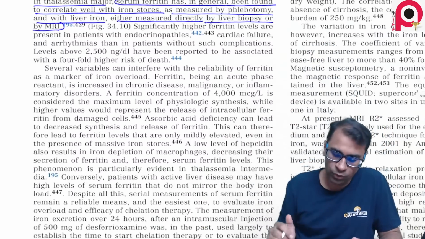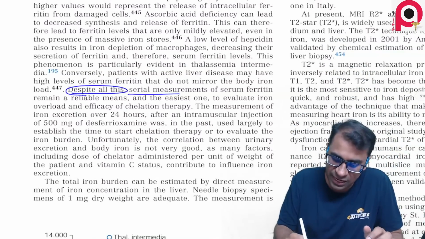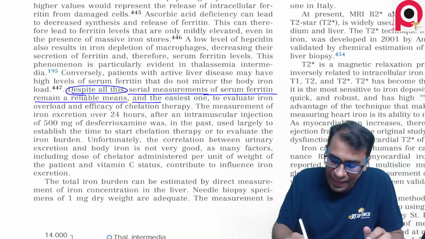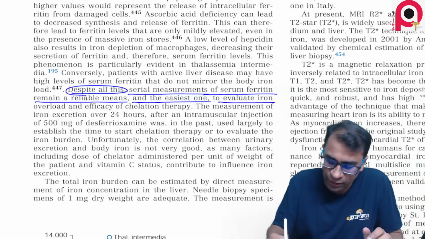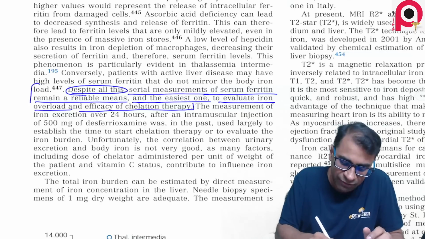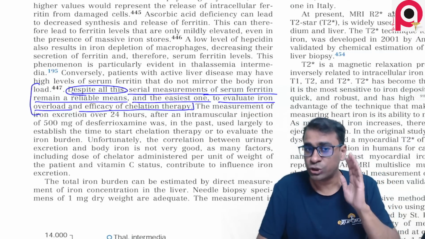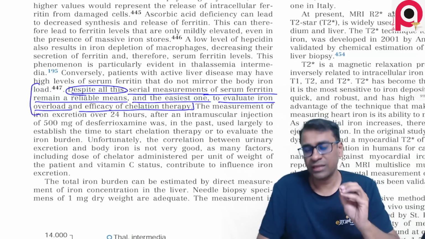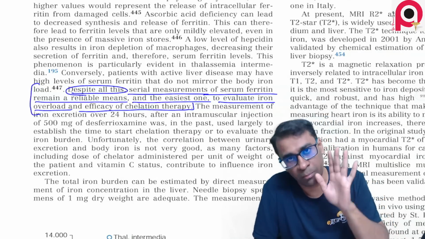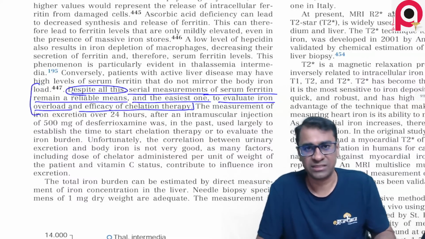When you go down, it talks about how, despite all this, serial measurements of serum ferritin remain a reliable means and the earliest one to evaluate iron overload and the efficacy of chelation therapy. And therefore, the answer to that question is serum ferritin. It should not be serum liver iron. Ab galti ho gayi, isko maan lo. If the same question is repeated, you will not make the same mistake again.